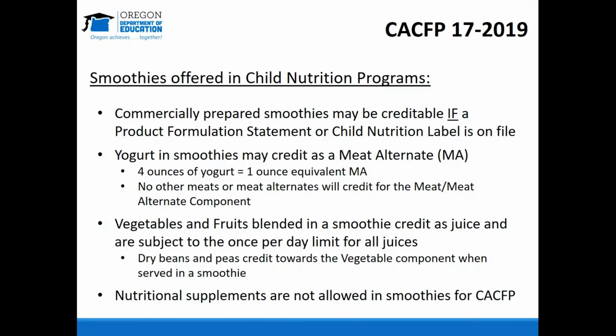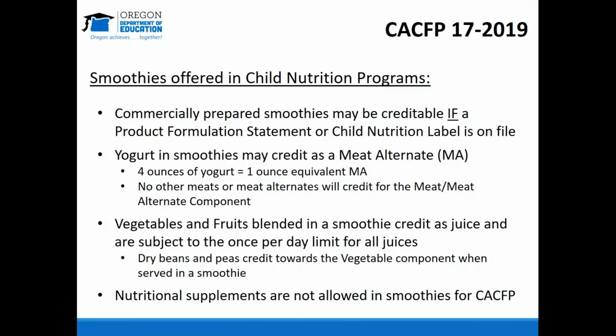This memo also reiterated some of our older rules. This included the rule that the only ingredient that can credit as a meat alternate in smoothies is yogurt, and this can include both soy and cow's milk yogurt. Like before, 4 ounces of yogurt is equal to 1 ounce equivalent of meat alternate. And even though I know nut butters can be a popular choice to add to smoothies, they won't credit as a meat alternate, since no other meats or meat alternates will credit for the meat or meat alternate component.